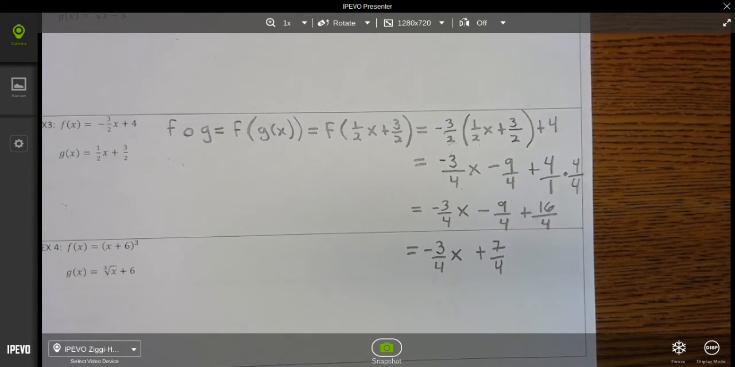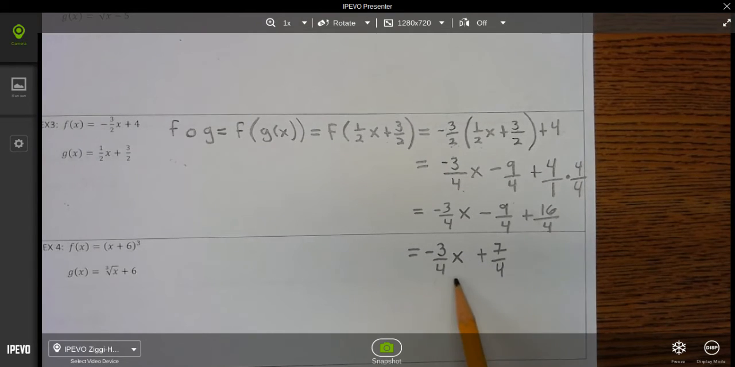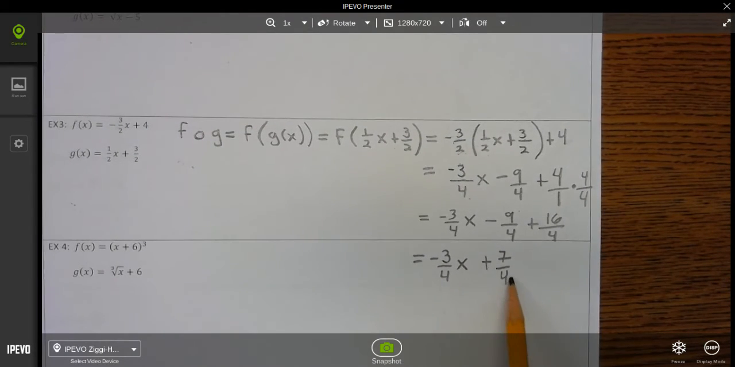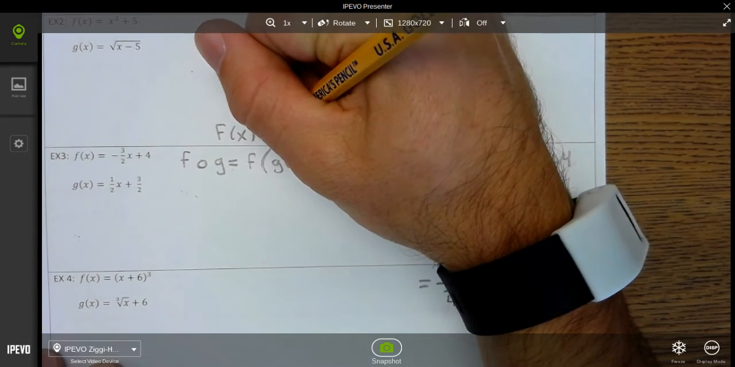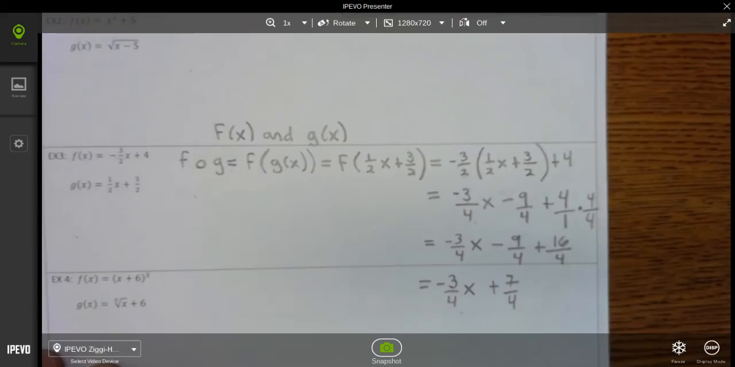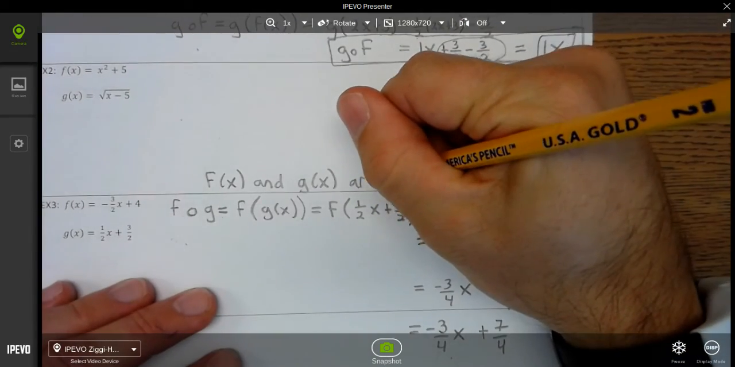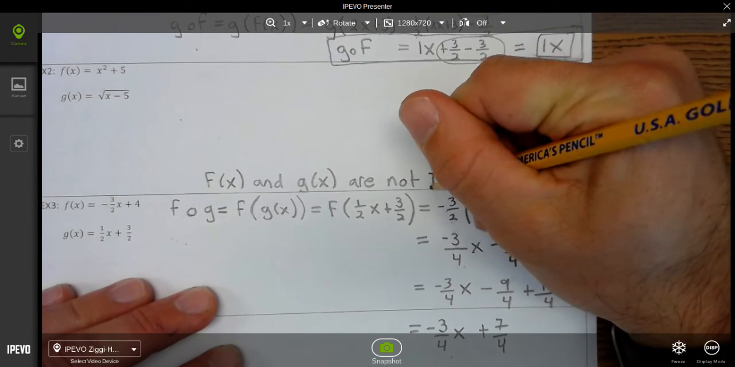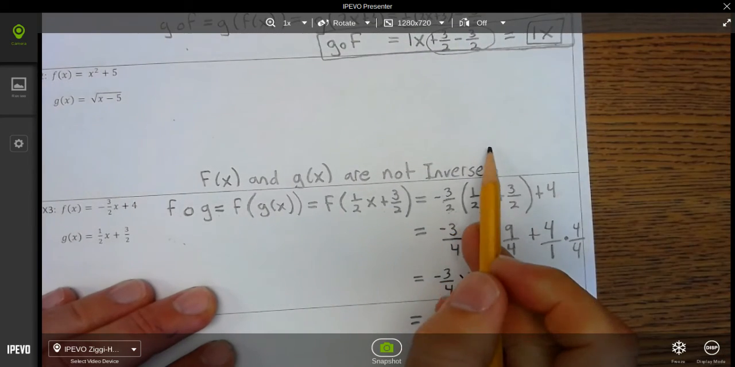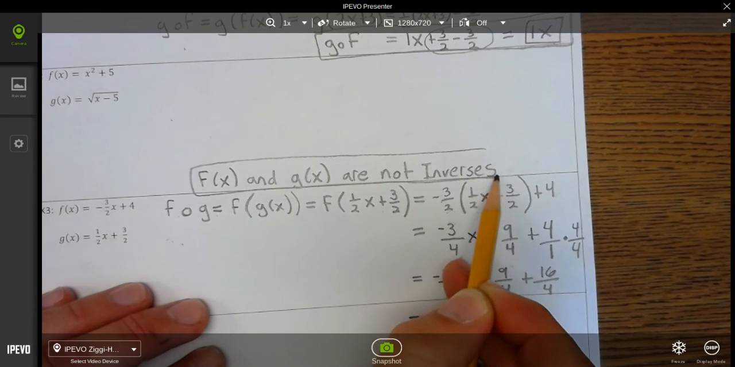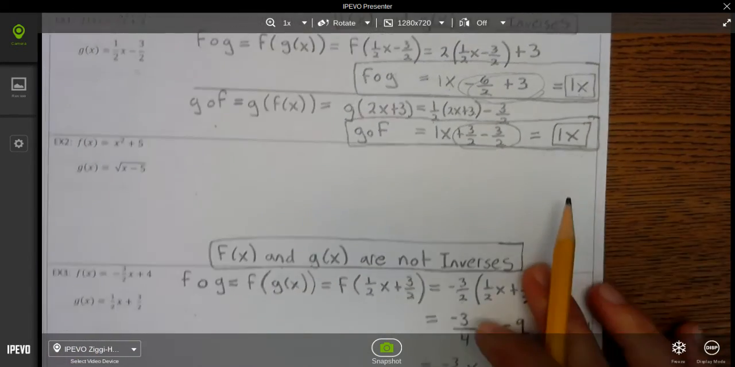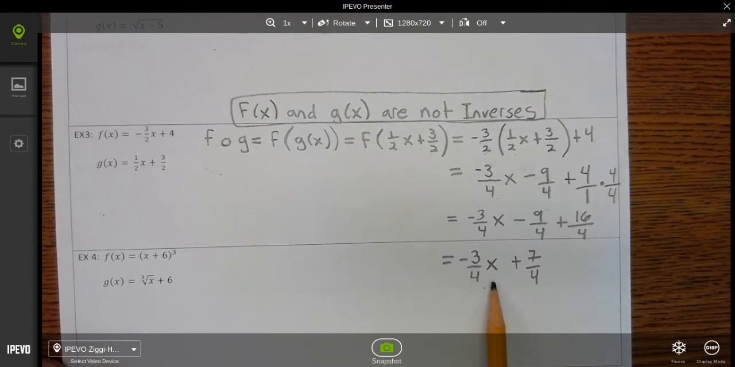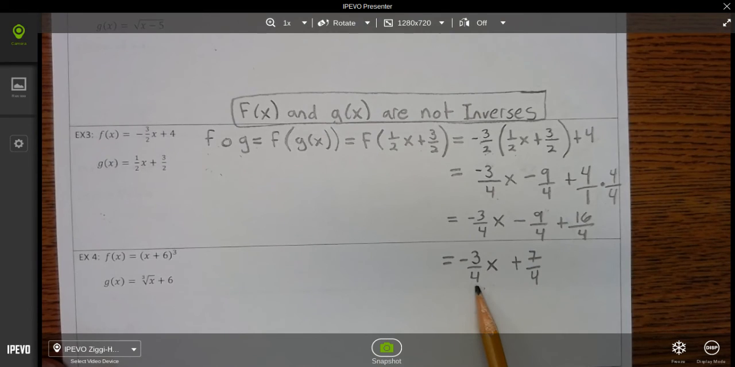Now, what I'm hoping you see is that we don't have 1x. Because you see that you don't have 1x doing f of g, you can stop there, because they both have to be x. Since this is not x, you're done, and you can say that f of x and g of x are not inverses. Okay, so you'll see that in example number 1, they were inverses because you got 1x and 1x. And you'll see in example 3 that they were not, because when you did f of g, it was not x.